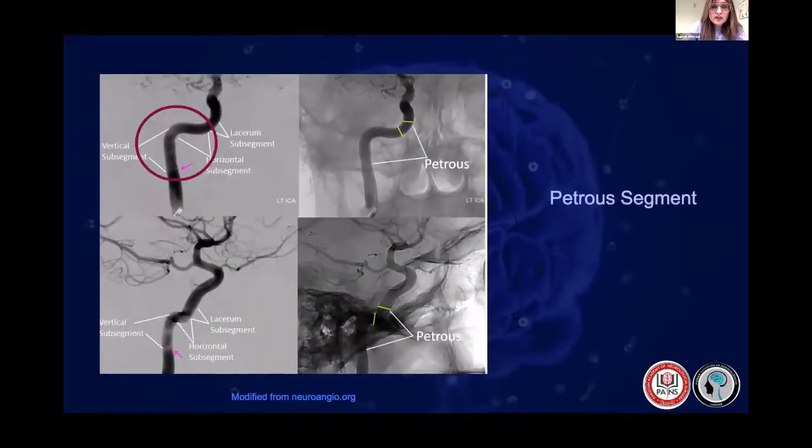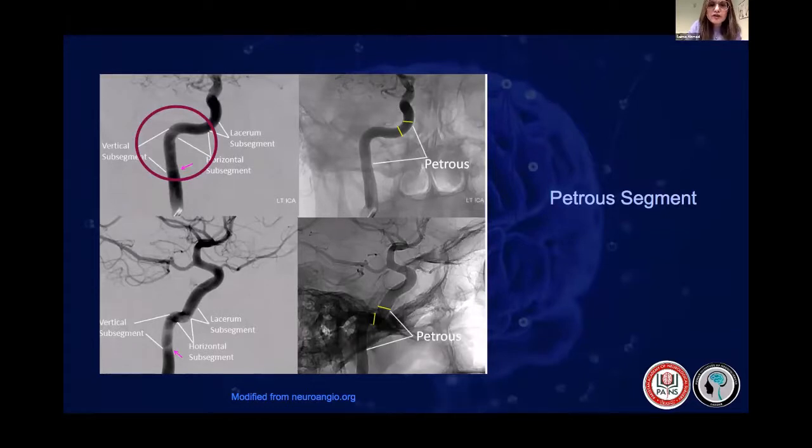So this is the figure. This is my favorite figure. There are a number of classifications of the ICA segments starting from the 1930s up till now, but this is the recent classification. It was developed by the NYU group, again from the Marks and Shapiro group. It's very simple and very practical. So I'll be using this figure throughout the rest of the lecture.